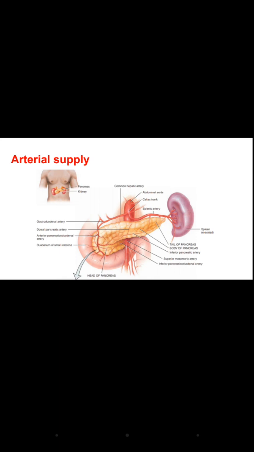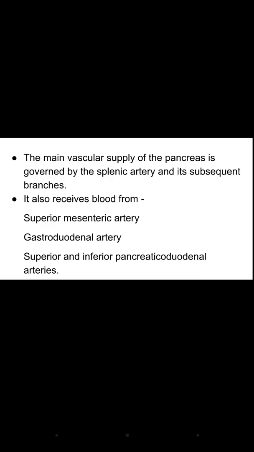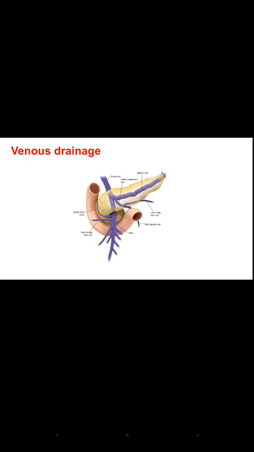Next, arterial supply of the pancreas. The arterial supply is by the splenic artery, superior mesenteric artery, then gastroduodenal artery, then superior and inferior pancreaticoduodenal arteries. But the main arteries are the splenic artery and the superior mesenteric artery. So the main vascular supply is by the splenic artery and it also receives blood from the superior mesenteric artery, gastroduodenal artery and superior and inferior pancreaticoduodenal arteries.